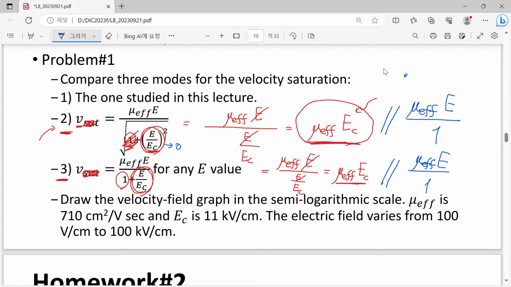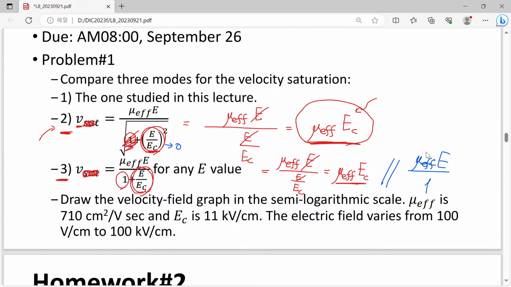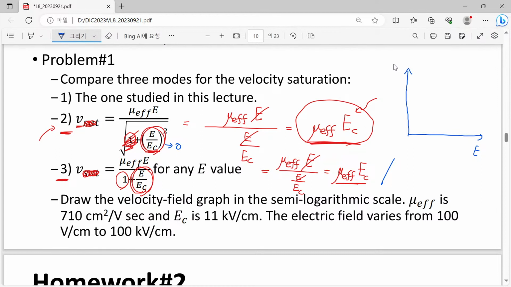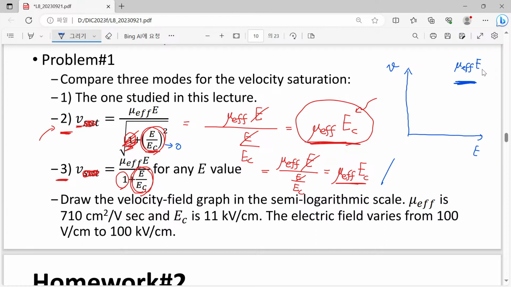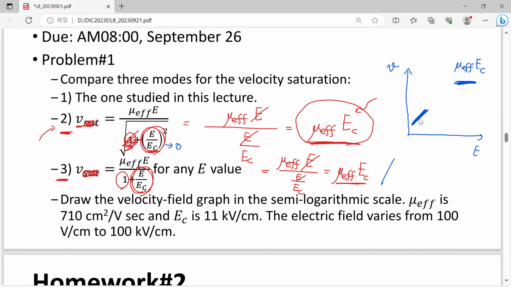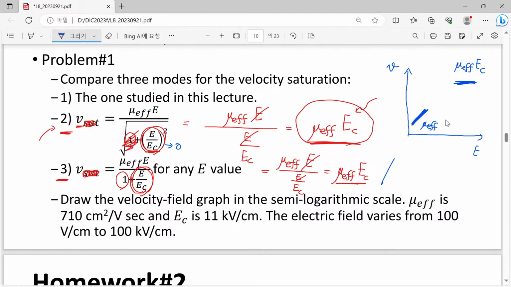So if we draw once again the velocity versus electric field graphs, now you can understand their extreme behaviors. With electric field and velocity axes, we will have a saturated value. And what is it? This is just given by mu effective times EC. And here we have just a slope 1 graph. This corresponds to mu effective times E.